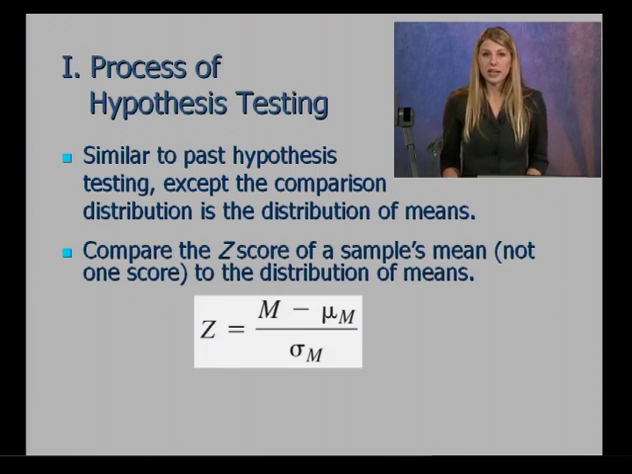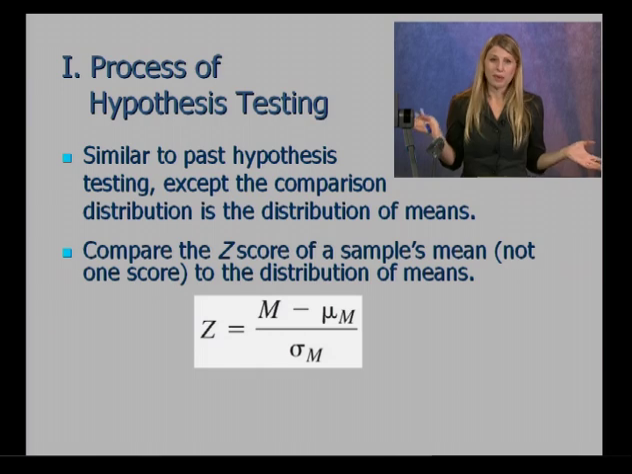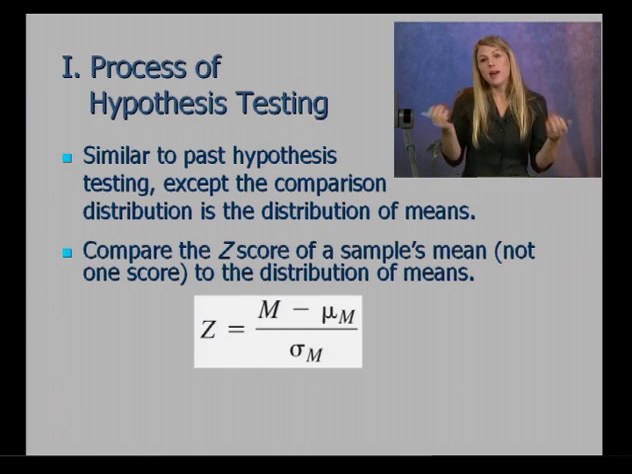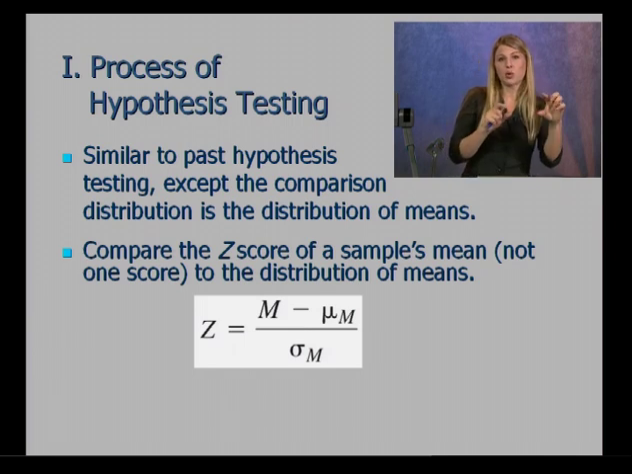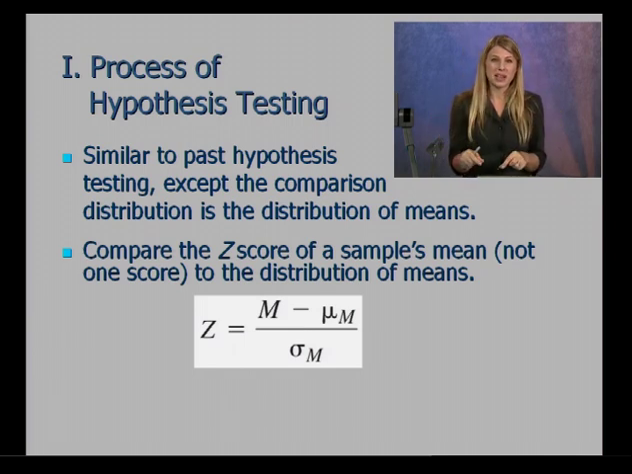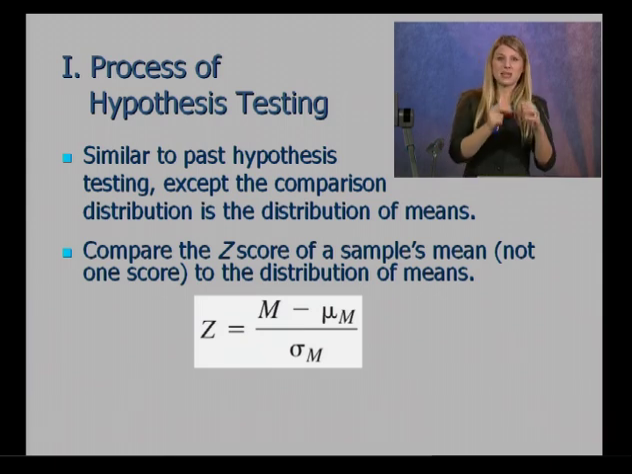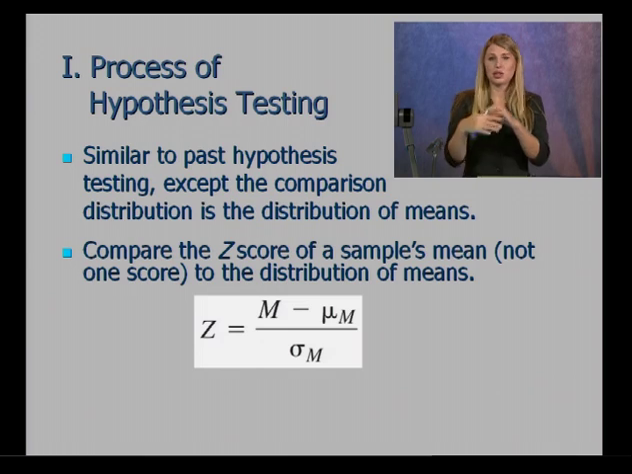The way you calculate z here is to take your sample mean, subtract the mean of all possible sample means, which is the same as your population mean, and then divide by standard error. Divide by standard error instead of standard deviation. So you remember that you used to calculate z with one score, taking the score minus the mean, and then dividing by standard deviation. Here it's essentially the same thing, but you're treating that mean as a score. So it's the sample mean instead of the score, minus the mean of the distribution of all possible means, the population mean, divided by the standard error of the means, or the standard deviation of the means, which is standard error.